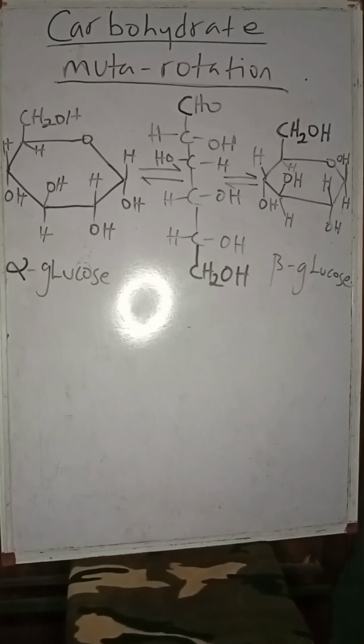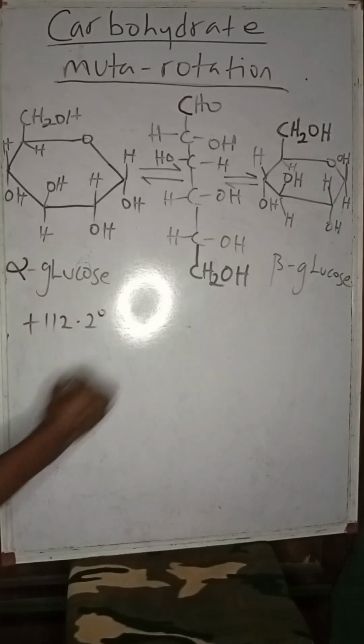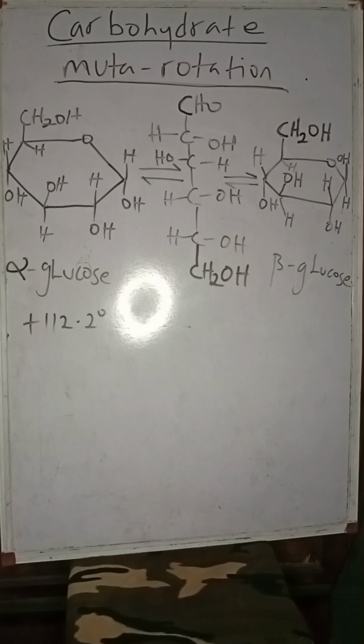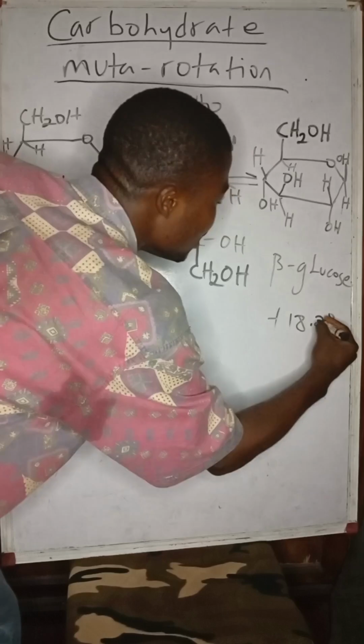Now, mutarotation is the interconvertibility, or the interconversion, of the alpha anomer with the beta anomer in solutions. So the interconvertibility of the alpha anomer with the beta anomer in solutions is what we call mutarotation. Now for alpha glucose, the alpha anomer has a specific rotation of plus 112.2 degrees, while the beta anomer has a specific rotation of plus 18.7 degrees.